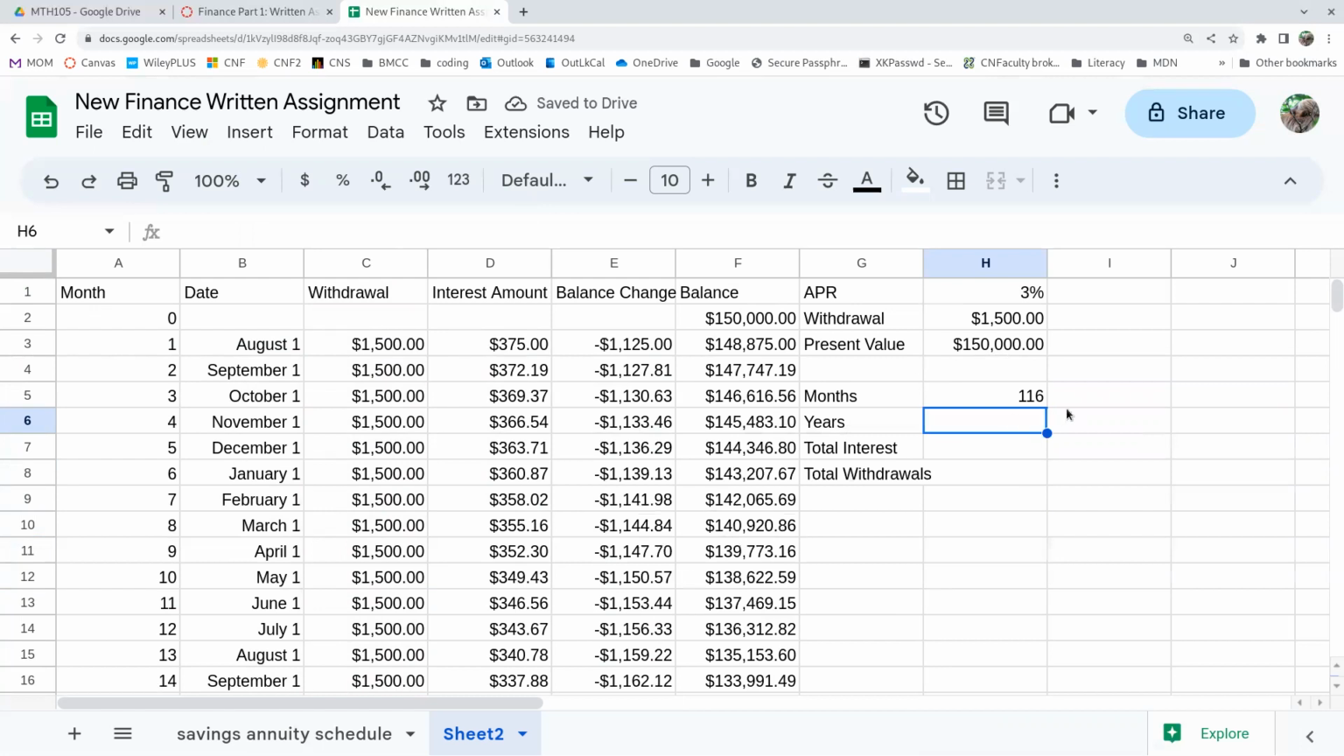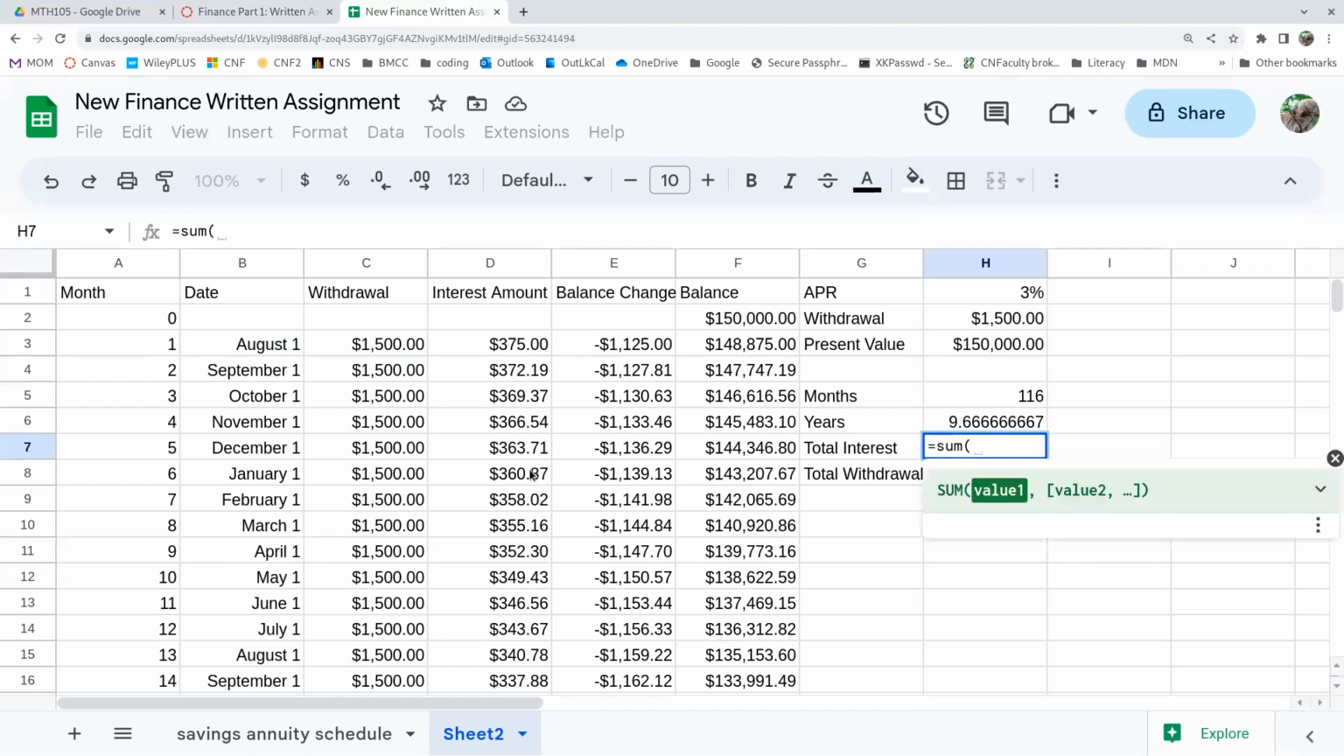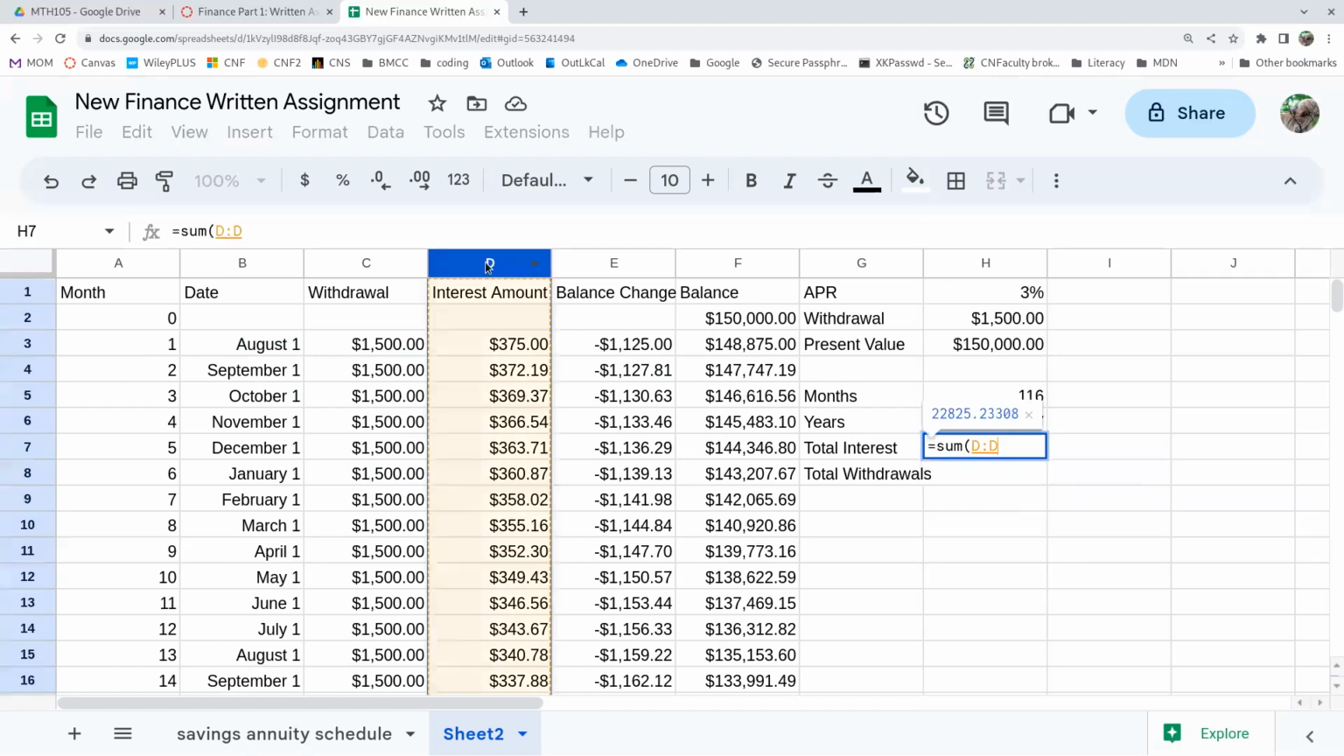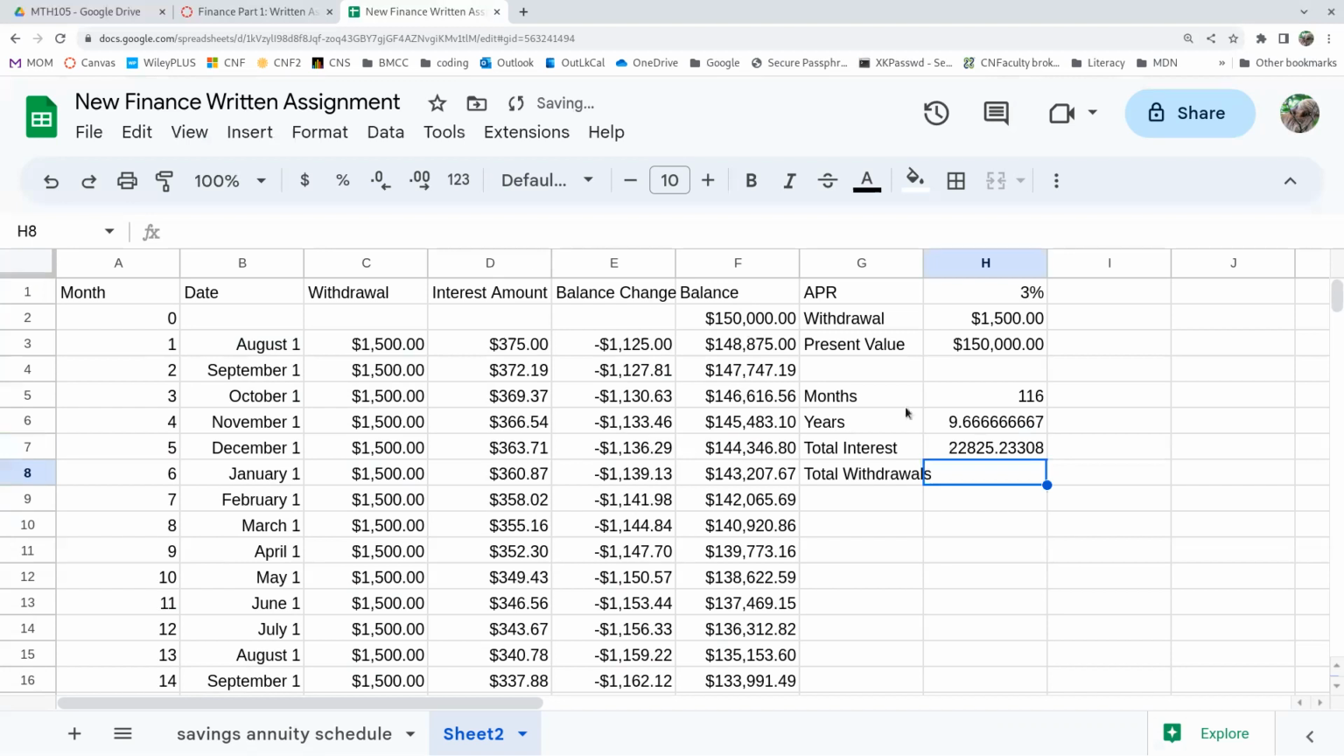How many years is that? Well, equals, take the number of months, divide by 12. 9 2/3 years. How much interest did I earn while I was withdrawing my money on my decreasing balances here? So that would just be the sum of the interest amount column. And that is money, so let's format it nicely. I earned an extra $22,000, very nice.